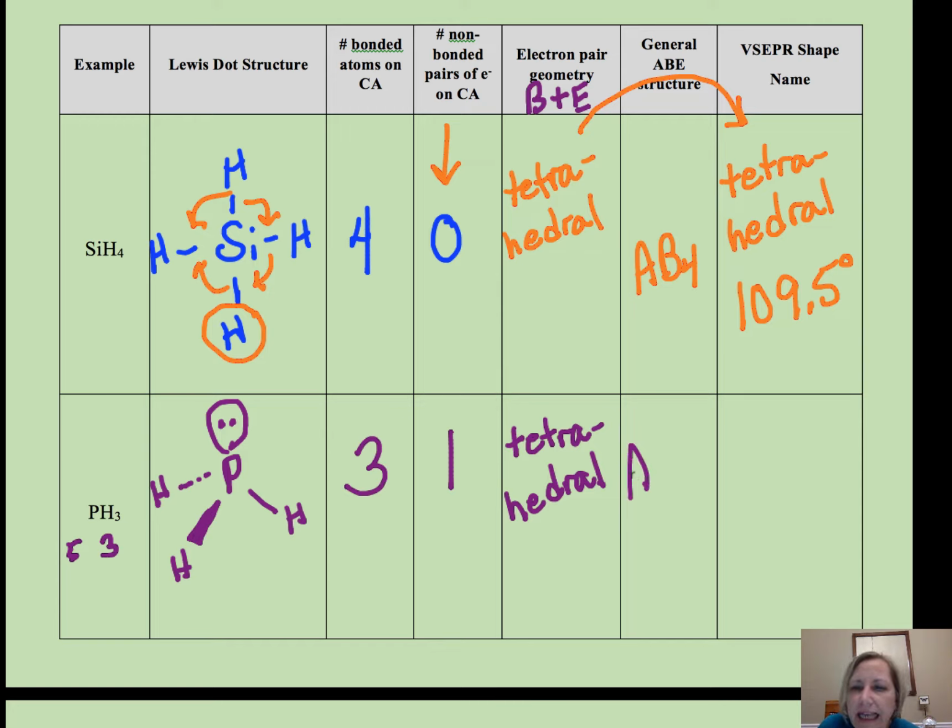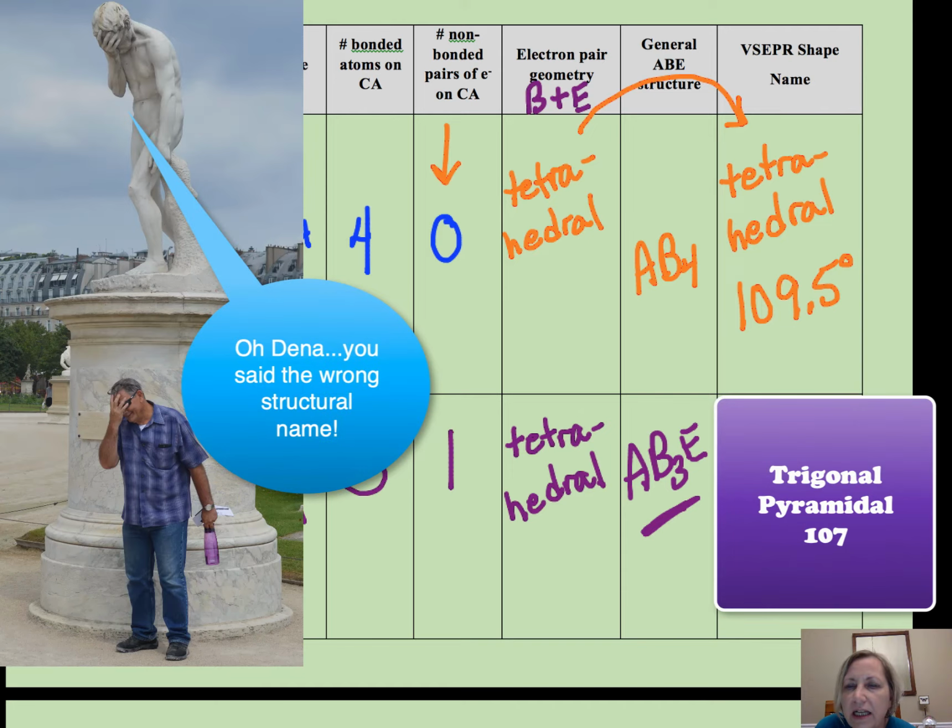Okay, this would be an AB3E structure. This is where this shorthand really helps. You're hopefully going to memorize that an AB3E structure is trigonal pyramidal. You'll memorize that if you can figure out the Lewis dot structure and get to that generalized structure, you'll memorize the VSEPR shape. And if your professor or teacher requires, also the electron pair geometry.